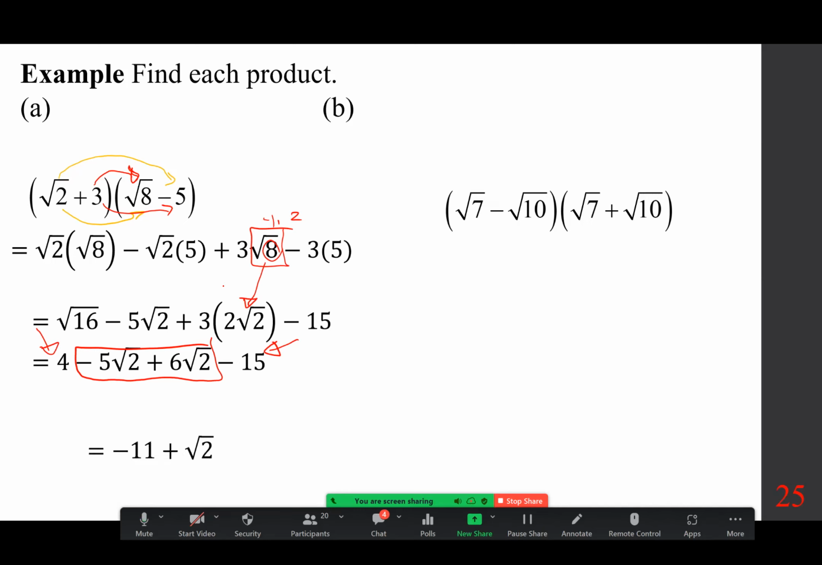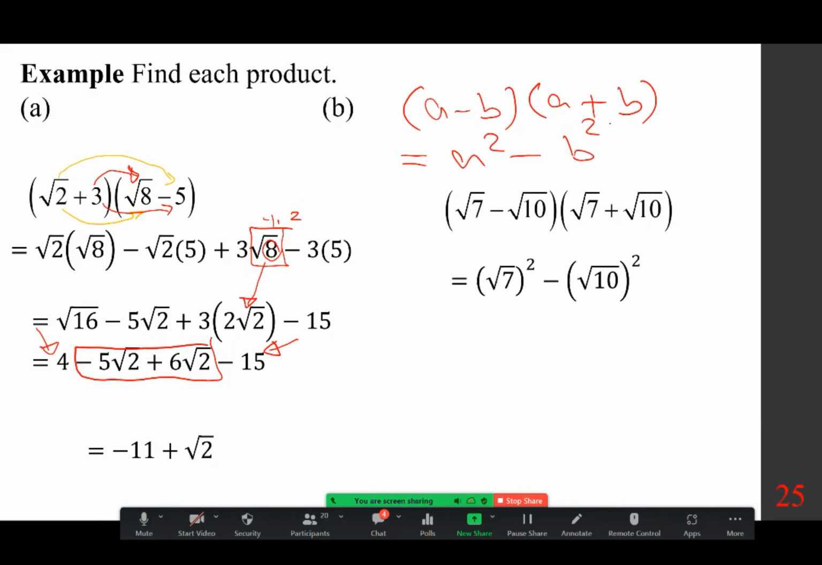Now, I hope you remember a minus b times a plus b was a squared minus b squared. This is the fastest way to do that. So you square the first one, you square the last one, and it becomes 7 minus 10 or -3. Square the first one, minus square the last one. So I hope everybody's clear. We have one more page to go.